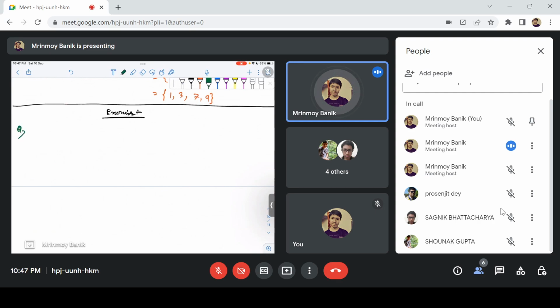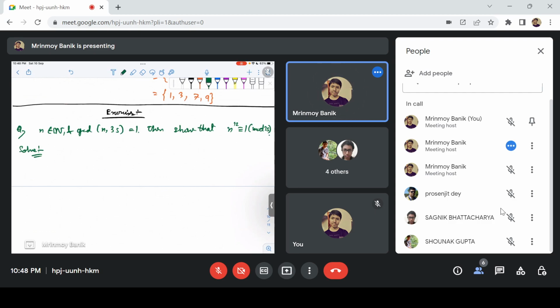So the first easy problem is: if n is a natural number, and the GCD of n and 35 is 1, then show that n power 12 is congruent to 1 mod 35. This is the very first problem. I will solve it for you.